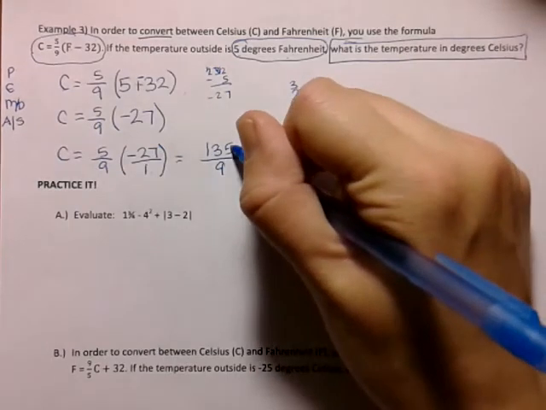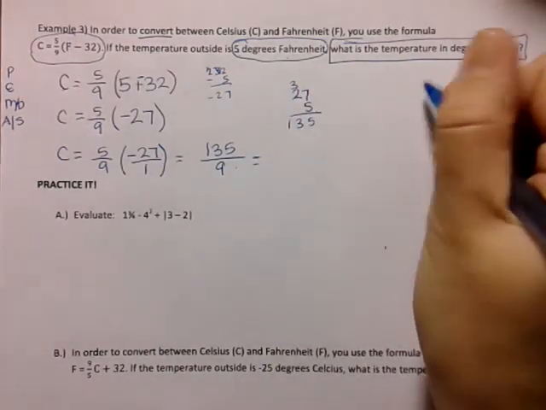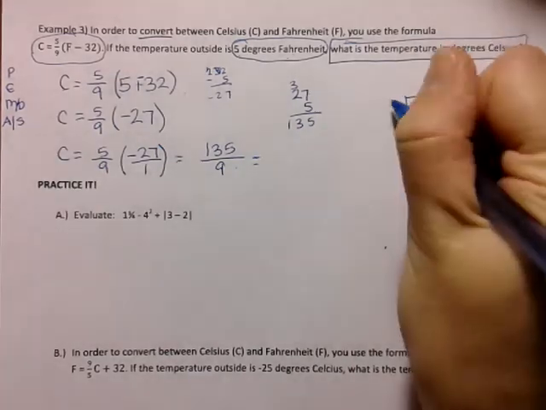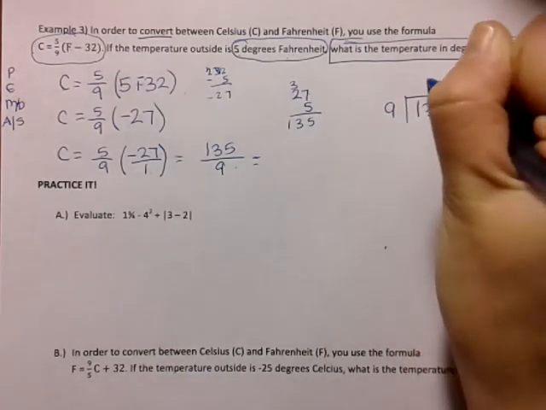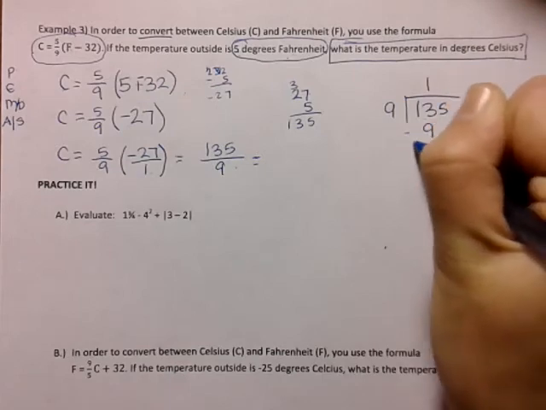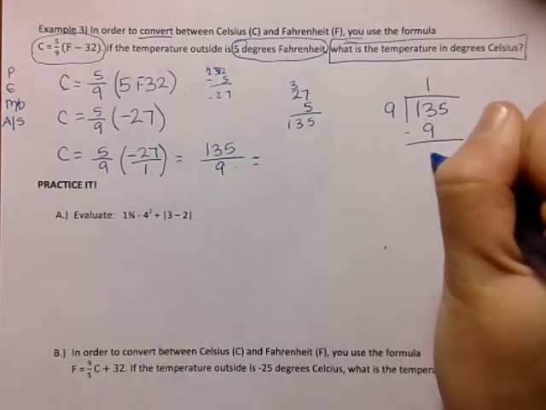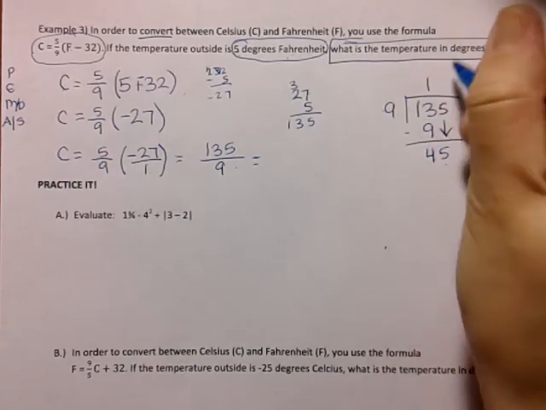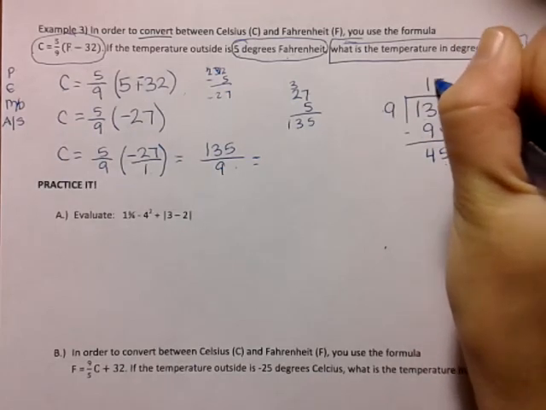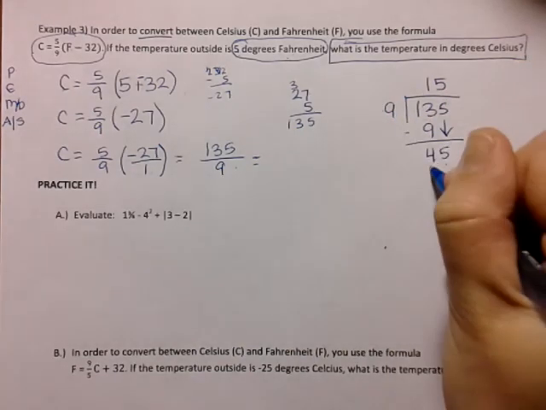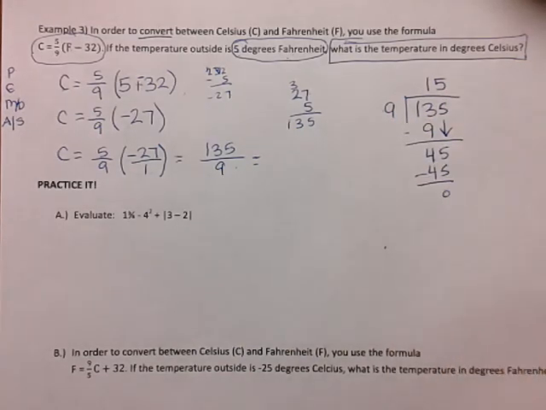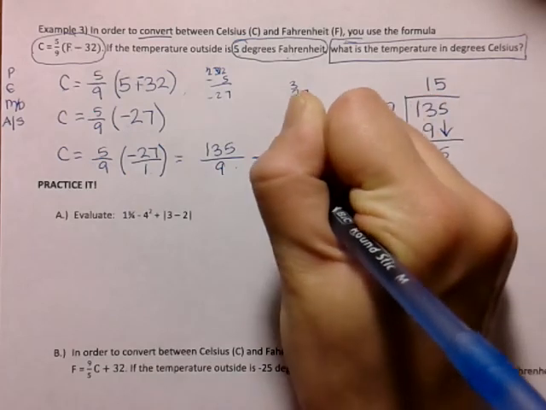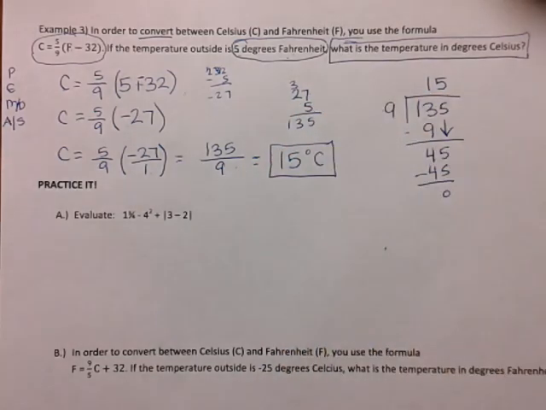And then I'm going to divide. The numerator is larger, so I put that underneath. The numerator goes inside my house, 9 goes on top. 9 goes into 13 one time. 1 times 9 is 9. 13 minus 9 is 4. Bring down my 5. 9 goes into 45. 5 times 9 is 45. And we have no more remainder. My answer is simply 15 degrees Celsius. Don't forget your units. Now it's time for you to practice.